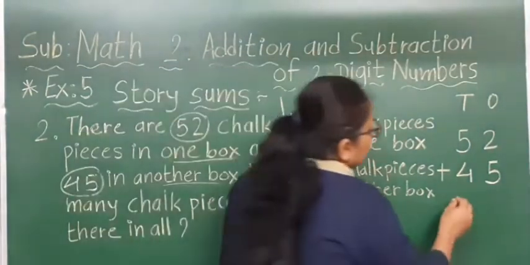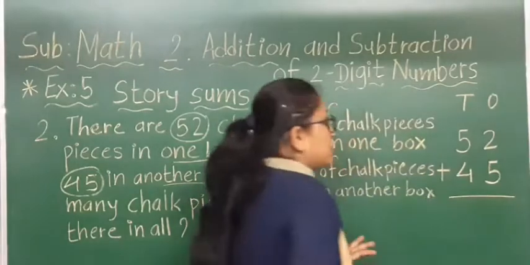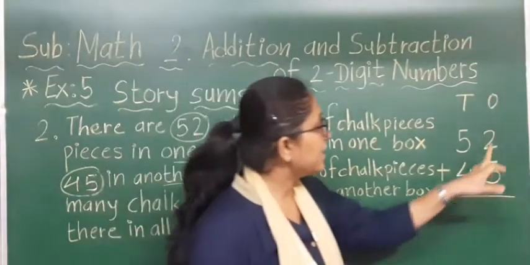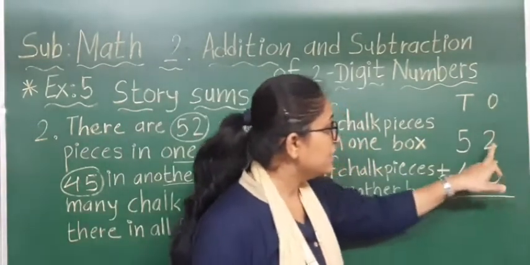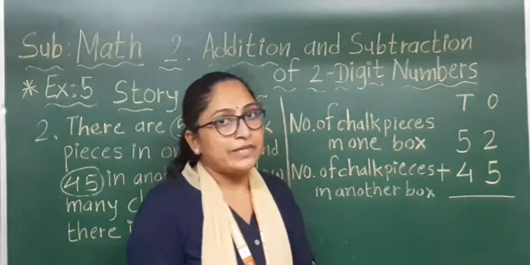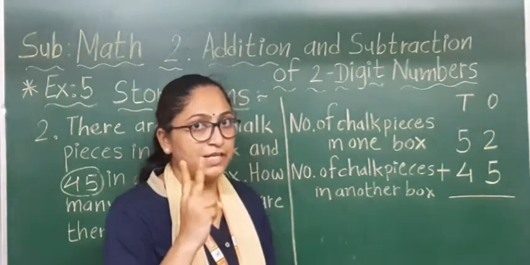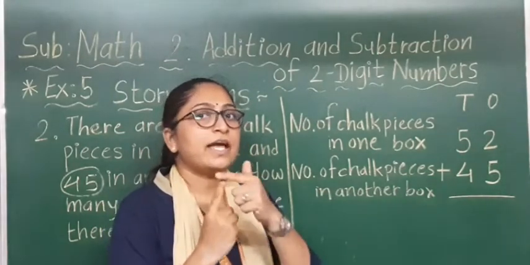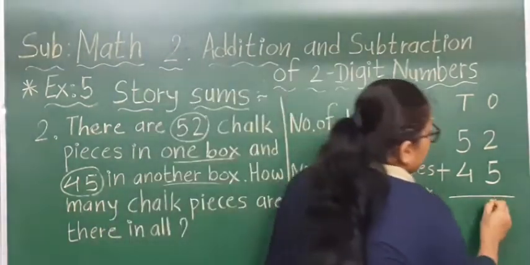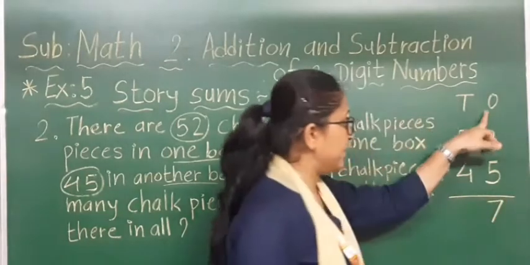Now we have to find out the total number of chalks. So first we have to do the addition. That numbers in ones place, 5 and 2. 5 is bigger number, keep in your mind, and 2 in your finger, right? 5 after 6 and 7, right? So we got the answer 7 here in ones place.